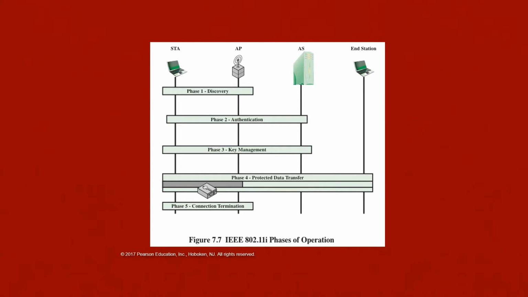IEEE 802.11i Phases of Operation. The operation of an IEEE 802.11i RSN can be broken down into 5 distinct phases of operation. The exact nature of the phases will depend on the configuration and the endpoints of communication.